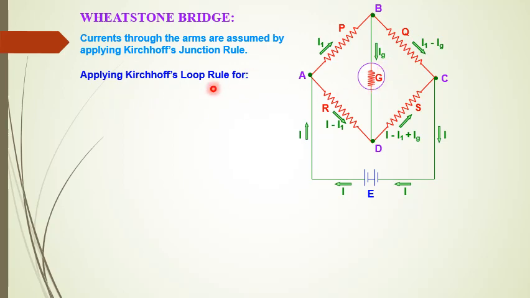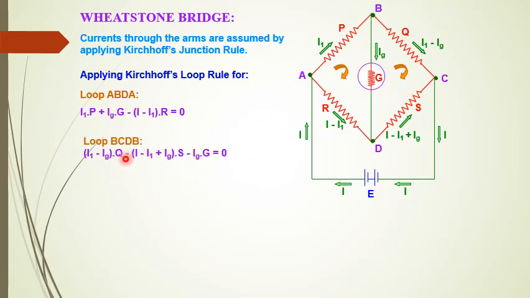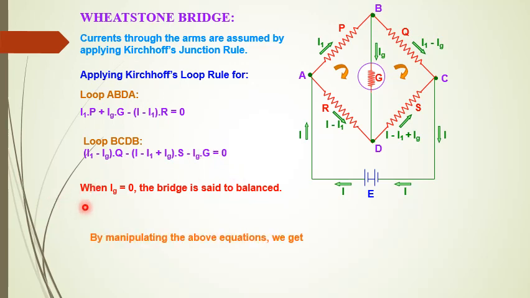Now applying Kirchhoff's loop rule for this loop ABD, I1 into P plus IG into G minus (I minus I1) into R will be equal to 0. For the second loop, loop BCDB, (I1 minus IG) into Q minus (I minus I1 plus IG) into S minus IG into G is equal to 0. When IG is equal to 0, the bridge is said to be balanced. By manipulating the above equations, we get P upon Q is equal to R upon S. This is the principle of Wheatstone bridge.